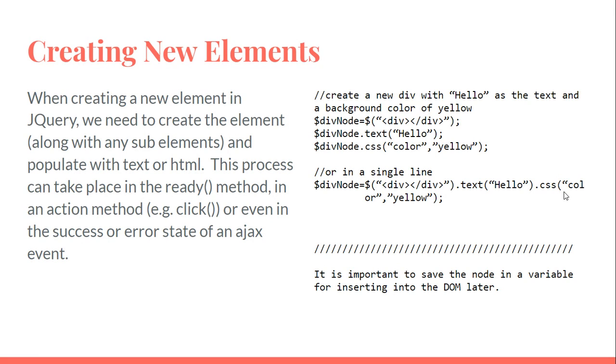One of the important things to do here is to note that we are saving this information in a variable. I've called it div node, so that I can use that node to insert into the DOM at a later time. This process of creating a node and getting ready to add it somewhere can happen right in the ready method as soon as the page loads. It can happen inside some kind of an action like a mouse over or a click, or it can even happen in the success or error state of an AJAX event.